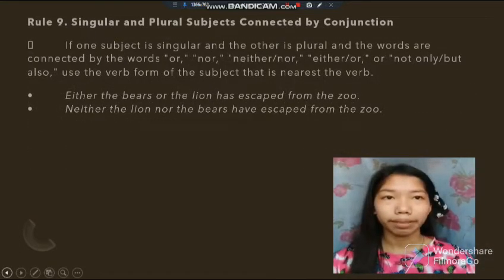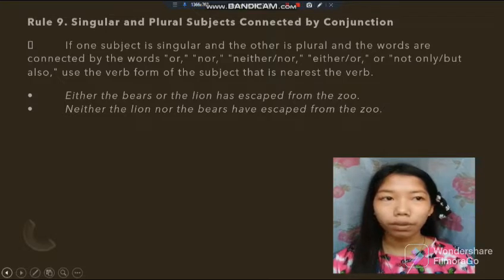Rule number 9. If one subject is singular and the other one is plural, and the words are connected with the words or, nor, neither nor, either or, not only but also, use the verb form of the subject that is nearest the verb.